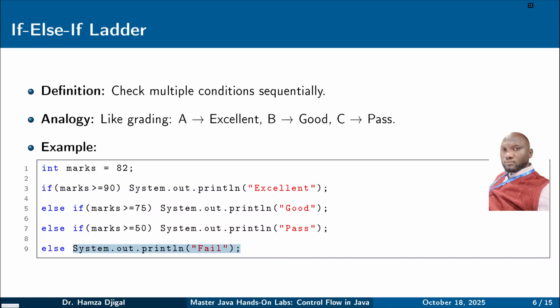Sometimes in some programs we don't have this else. That means we are almost sure in advance that one of the conditions will be satisfied. But if you are not sure, it's good to add else to print something, so that whatever the condition is, it will print at least one statement, which is good practice.